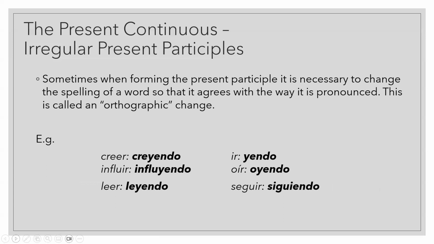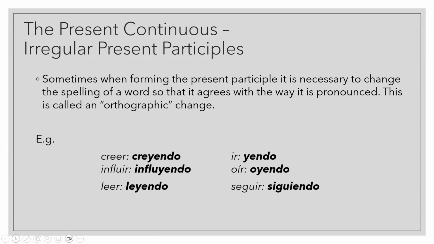There are also a couple of other verbs that are impacted when you form the present participle, and it's all to do with an orthographic change. What that means is that we're changing the spelling of the present participle so that it just sounds right, so that it doesn't come too far away from what the infinitive is like. It's called an orthographic change.